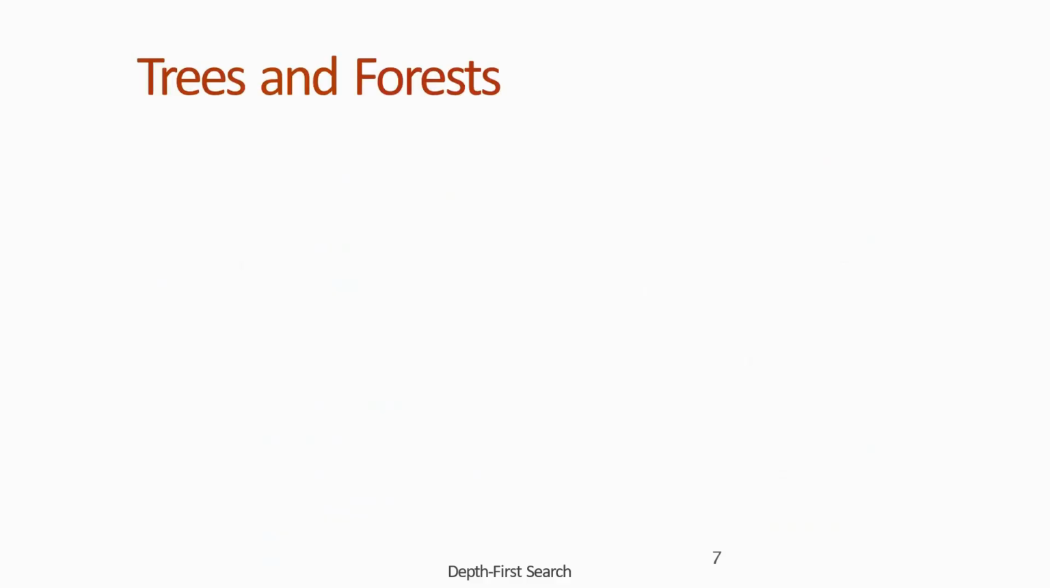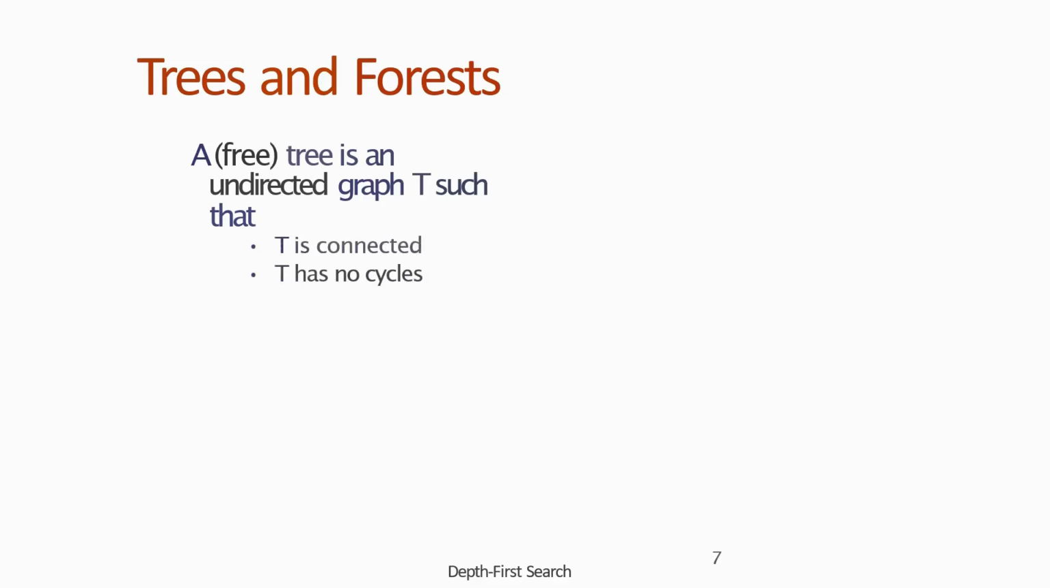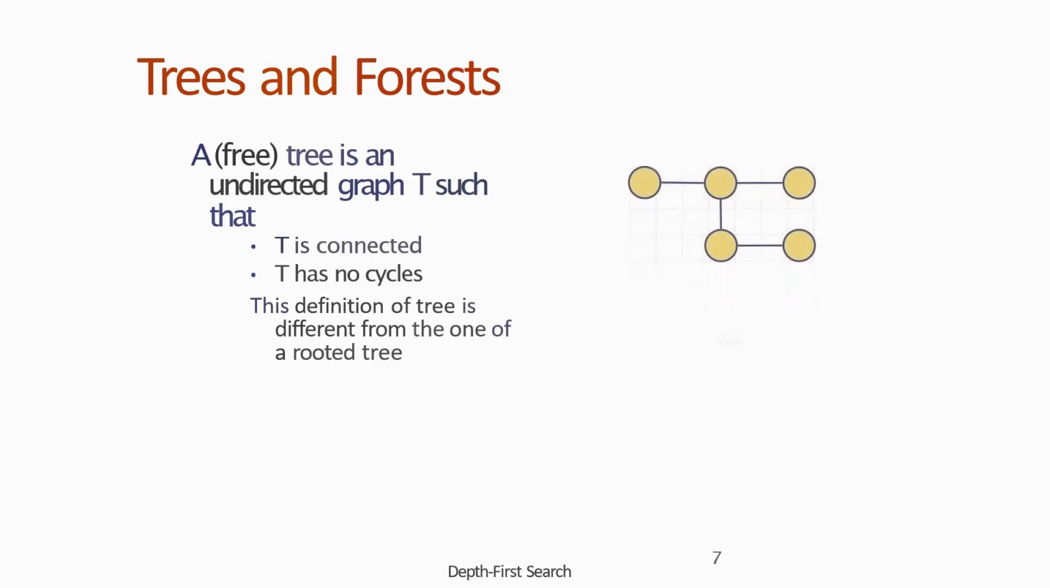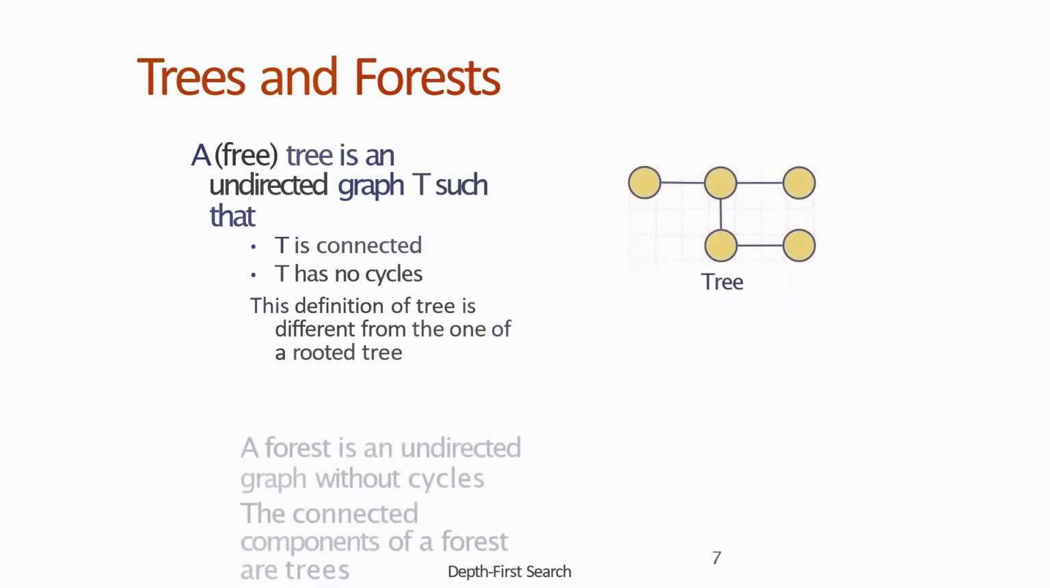Now, we have the format in DFS as trees and forests, right? A tree is an undirected graph T such that T is connected and T has no cycles, right? We don't want to make any circles. This definition of the tree is different from the rooted tree. It doesn't form any circle here.